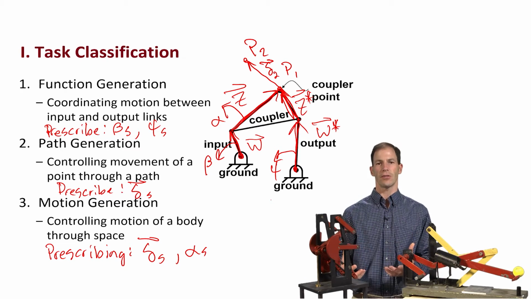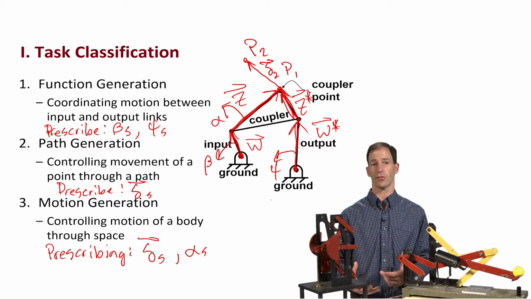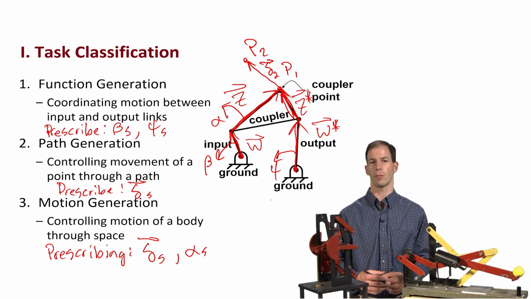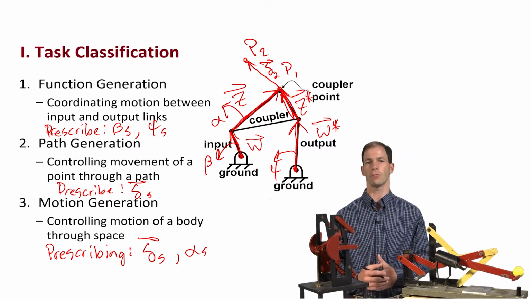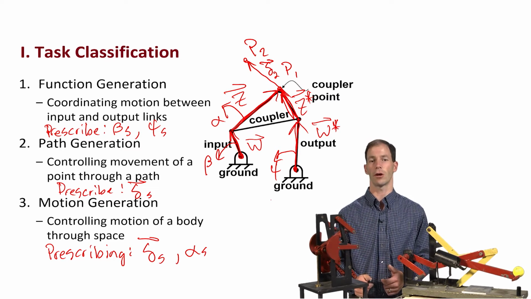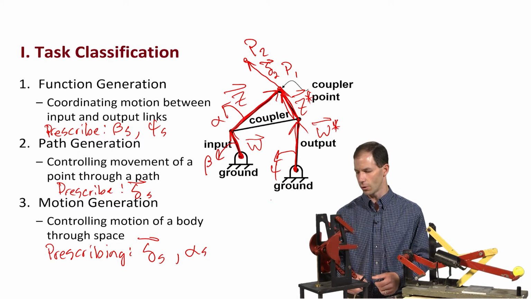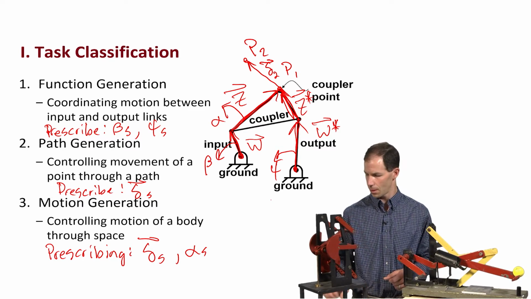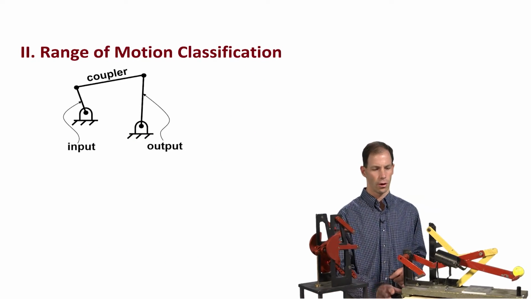So that is how we think about these three different tasks in terms of what they need to do, as well as what variables we use to describe those, because this will then come into how we synthesize the mechanism for these individual variables that are prescribed. So we need to know what its task is before we can get to actually starting to synthesize it. All right, let's move on to range of motion.